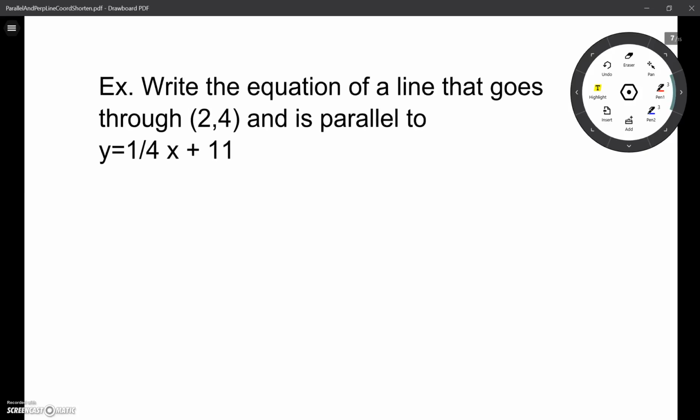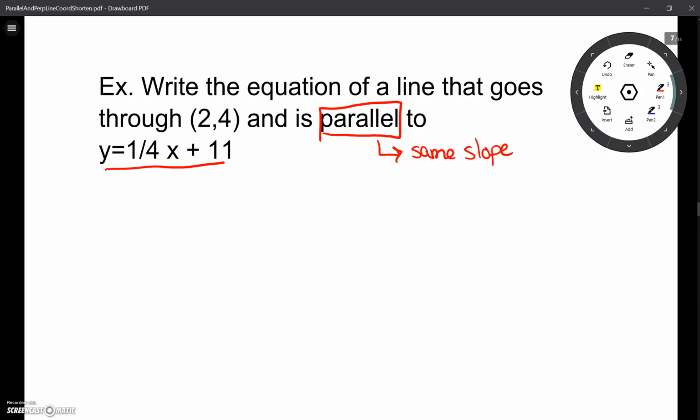Next problem here, same exact idea. We're going to write the equation of a line that goes through (2, 4) and is parallel to this equation. So the key thing we're looking at here is parallel. Keep in mind, parallel means the line will have the same slope. So I'm going to look at my original line and determine the slope of that line. In this case, the slope is 1/4. So my new line has to have the same slope of 1/4.